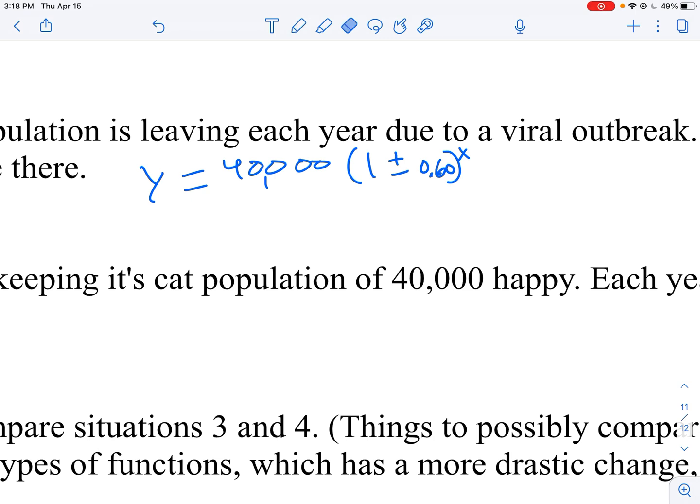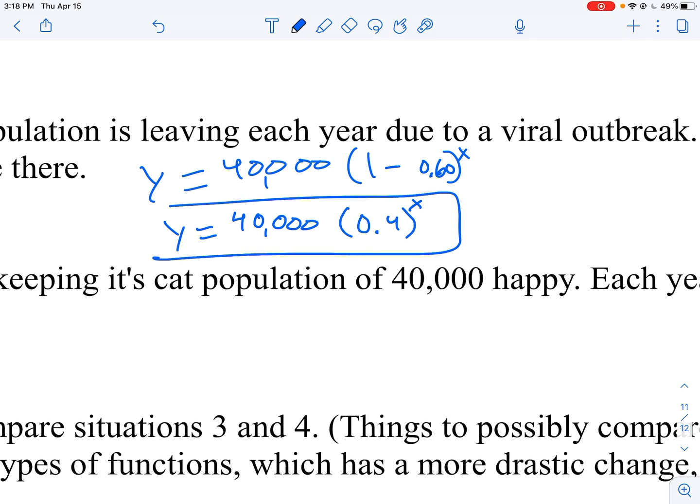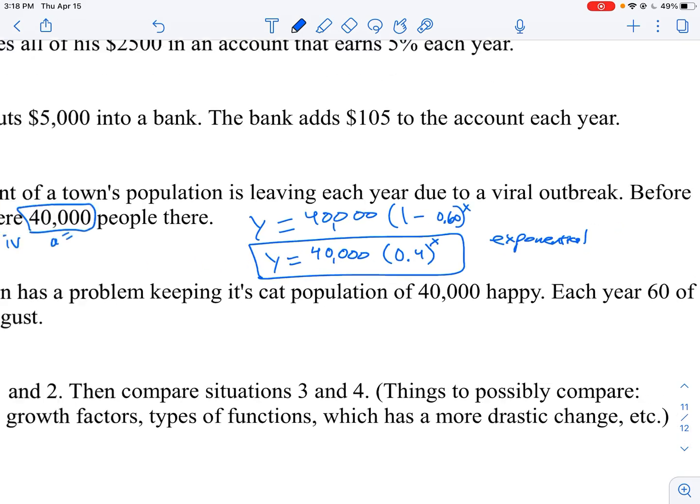And you have to figure that out. You have to think about it. This one says it's going down by 60%, so I'm going to put that in there. And that does require a little bit of simplifying. So I'm going to simplify a little bit. 1 minus 0.6 is 0.4. And now I have my equation. This would be exponential. I believe it asks you whether it's linear or exponential.